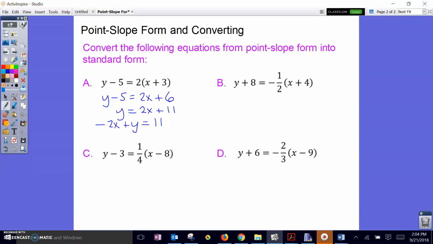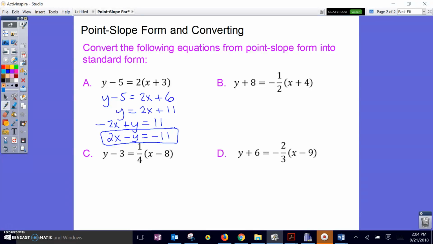This is almost in standard form. The only thing I need is that x coefficient to be positive. So I'm going to multiply everything by a negative 1. And we get 2x minus y equals negative 11. And now we're in standard form. Now sometimes we won't have to do that, sometimes we will. It really all depends on what's going on in the equation.